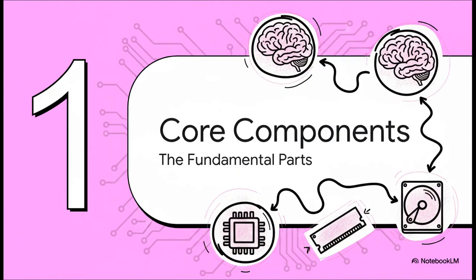So what is the anatomy of this computer brain? Well, turns out at its very heart, every single computer, from your phone to a supercomputer, relies on three main parts. They all have to work together in perfect harmony. So let's break them down one by one.